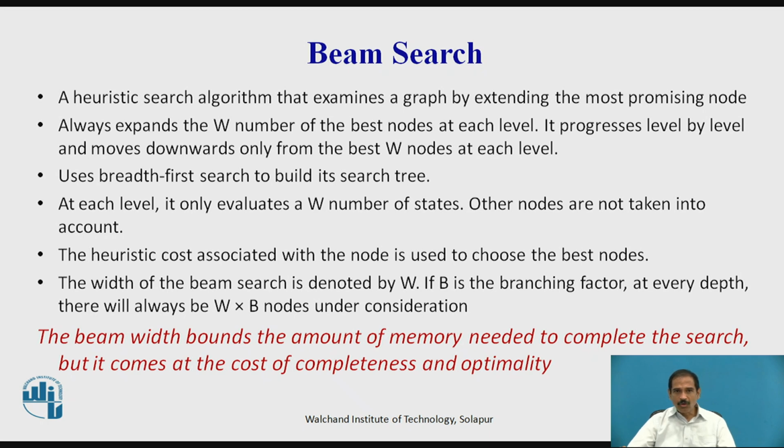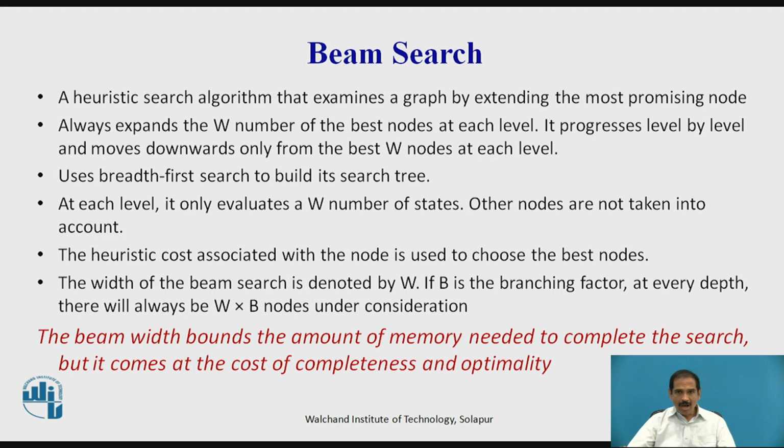A heuristic search algorithm examines a graph by extending the most promising node. It always expands the W number of the best nodes, where W is the width. At each level, it progresses level by level and moves downwards only from the best W nodes at each level. So it is following a depth first search with the width restriction associated with it. It uses breadth first search to build its search tree. At each level, it only evaluates W number of states.